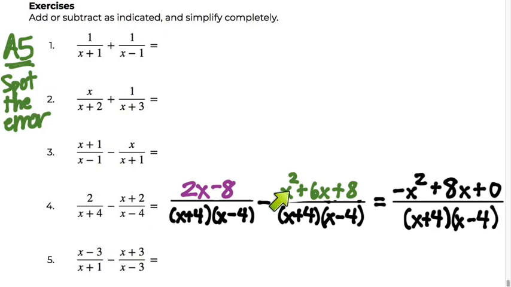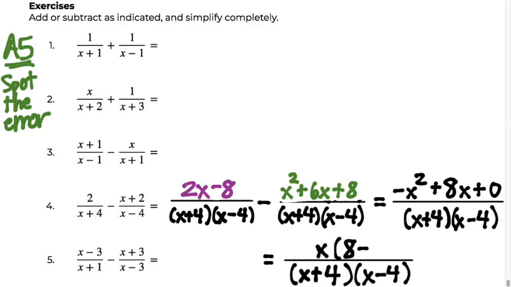I'm going to get the x squared gets a minus sign, and then the number of x's, I have 2 here and 6 there, so that makes 8. And I have a negative 8 here and a positive 8 there, that makes 0. Simplify that out. Minus x squared plus 8x, I'll factor that thing. We're done. There's no error.